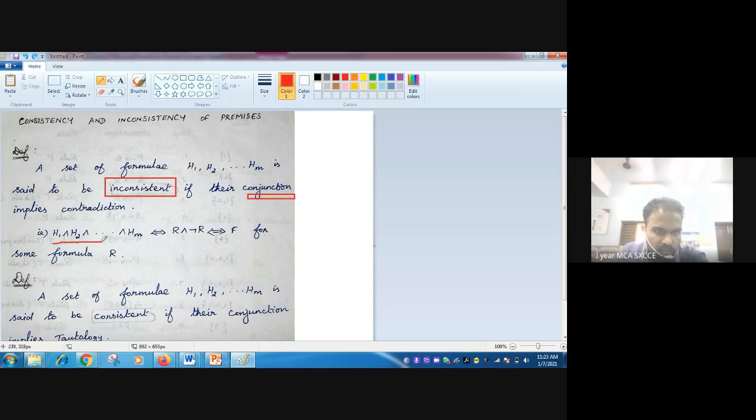After connecting, if you are able to get some statement R cap the negation of the same statement, R and not R, which implies false. False means contradiction. So the conjunction of all those formulas gives contradiction or the truth value false. Then we can say that those statement formulas are inconsistent, right?